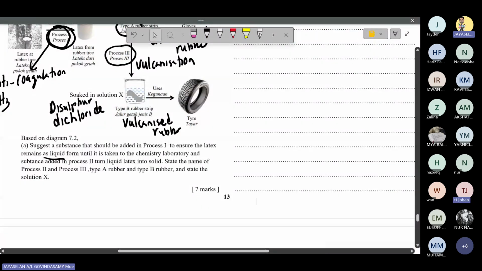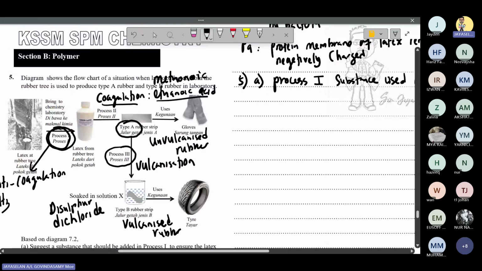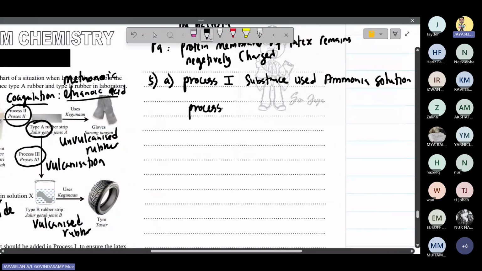Okay, now we go to the next requirement of the question. Then process 2: substance added in process 2 to turn the liquid latex into solid. So process 2 is coagulation of latex. So I put here process 2.